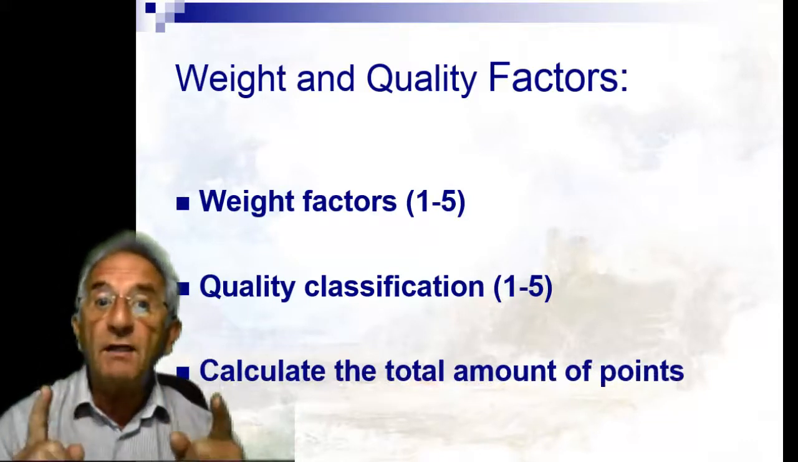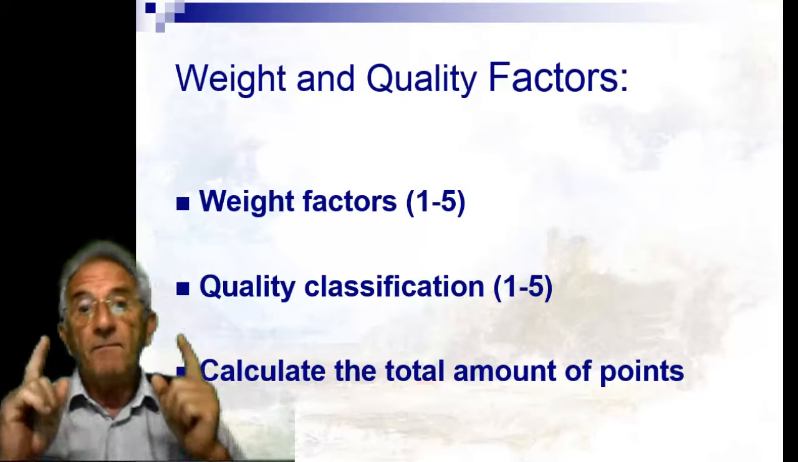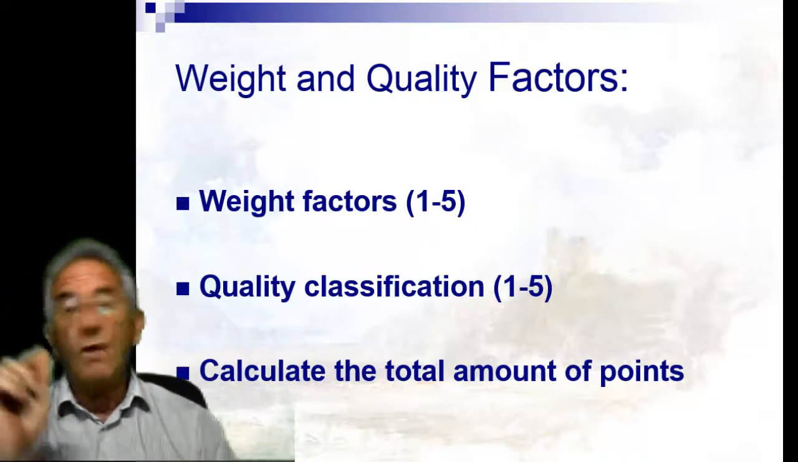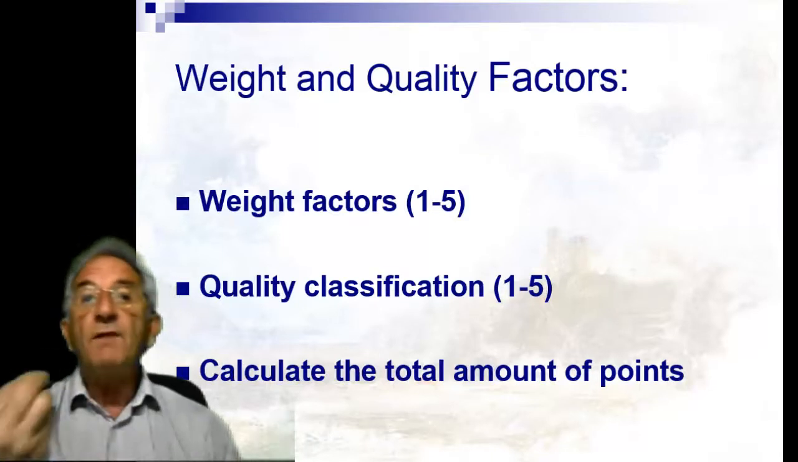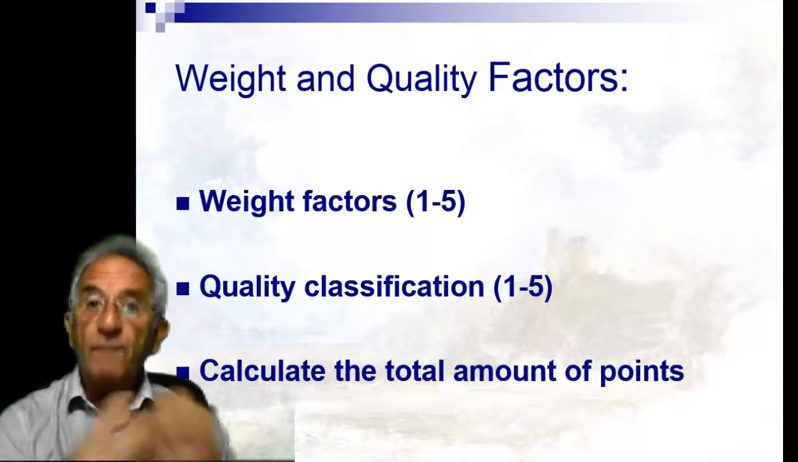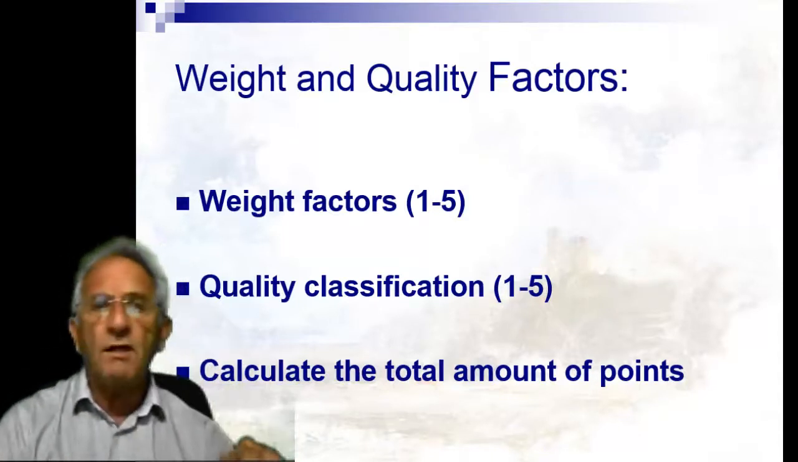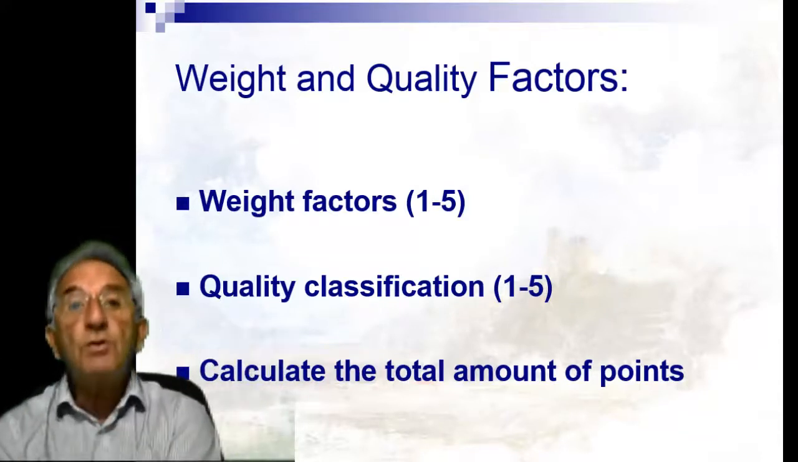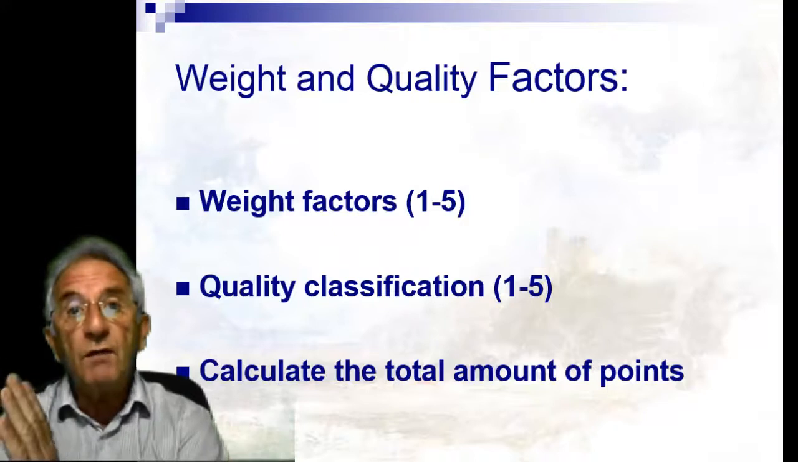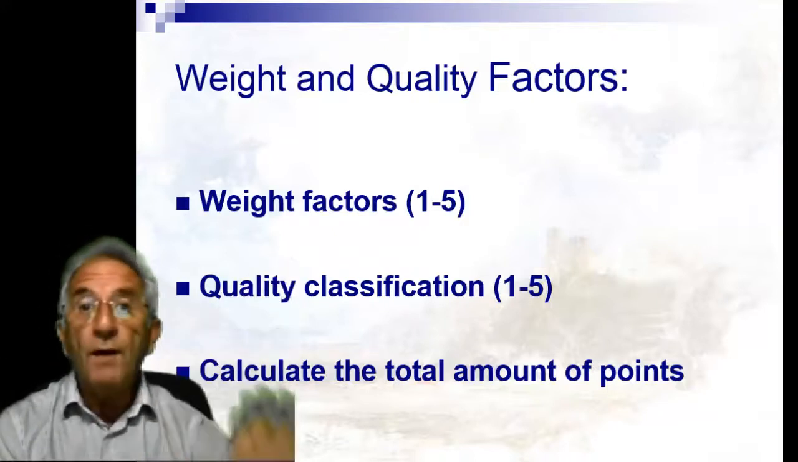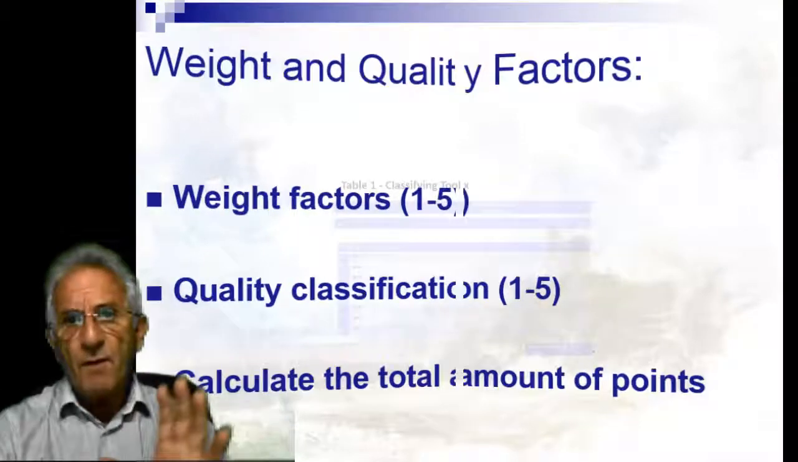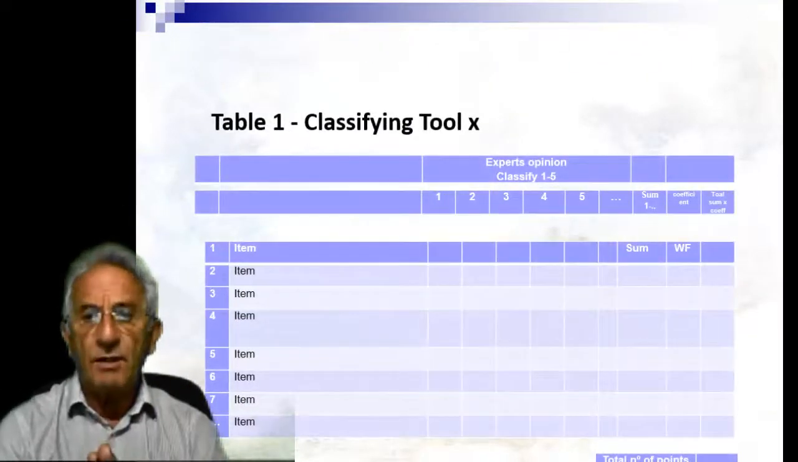You have to define the quality classification. So you have to define that as well, 1 to 5. For instance, a virtual classroom can have video, but video has no quality by itself. So you have to make a difference between a virtual classroom that has a very good quality of video or audio, or a necessity of bandwidth or something like that. So from that you can calculate the points.